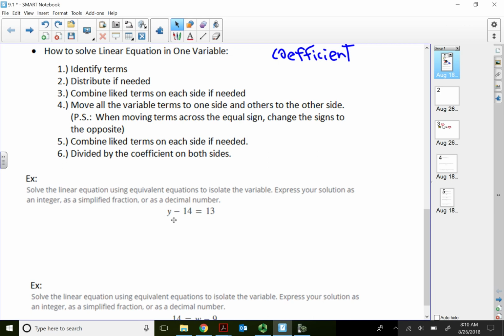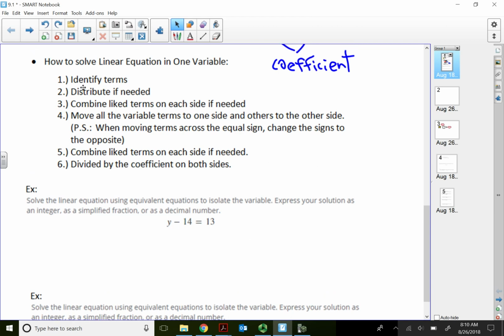So this equation says y minus 14 is equal to 13. So step number one, identify terms. On the left side of the equal sign, okay, always see where the equal sign is. On the left side, there's a subtraction sign outside the parenthesis. So that's a separator between two terms. y is my first term. Negative 14 is the second term. And on the right side, I have a 13.